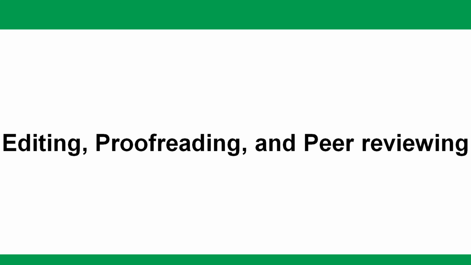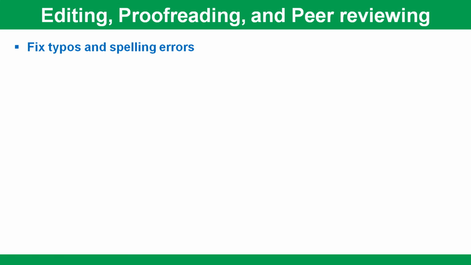Editing, proofreading, and peer reviewing are essential steps in ensuring the quality and accuracy of your manuscript. Here is a checklist to guide you through this process. Fix typos and spelling errors. Carefully review the manuscript to identify and correct any typos or spelling errors. Use spell checking tools and perform proofreading to catch any overlooked mistakes.